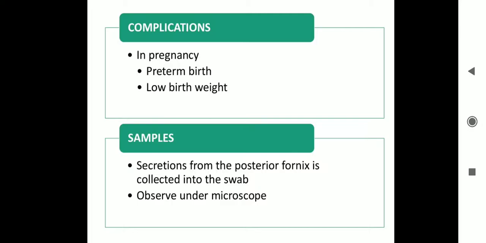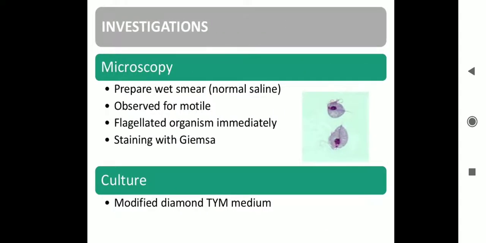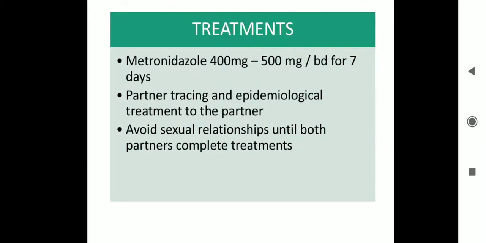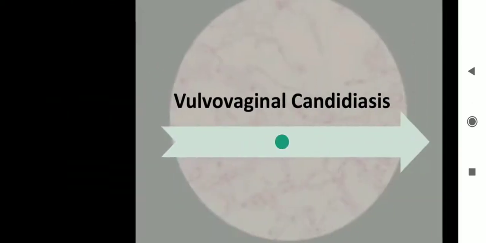Sample should be taken from the posterior fornix and we have to observe under microscope. Prepare a wet smear with normal saline, observed for motility of the flagellated organism, immediately staining with Giemsa and culture with modified Diamond's TYM medium. Treatment is metronidazole 400 mg BD for 7 days. Partner tracing and treating the partner also.